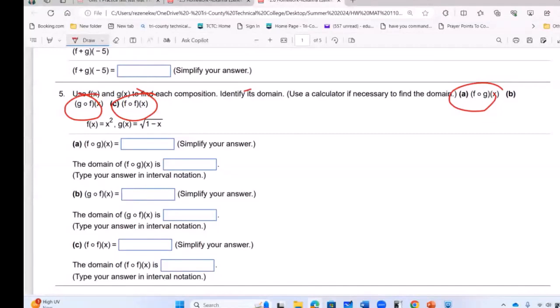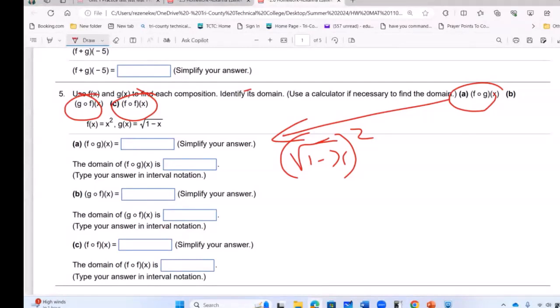All right. So the first one is f composed of g. Let's come over here. The first thing I want to do is bring down the value of f. So that's x squared. But wherever I see x, I should put in the square root of 1 minus x. So I want to open parentheses right here. Wherever I see x, I'll put in the quantity square root of 1 minus x.